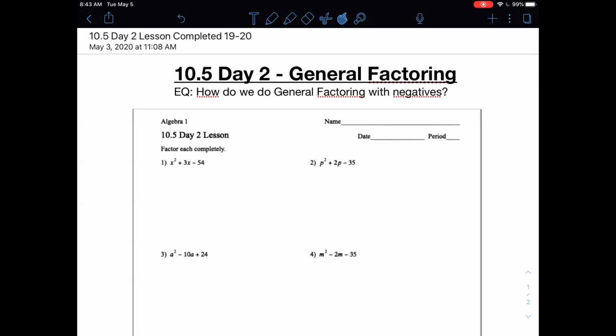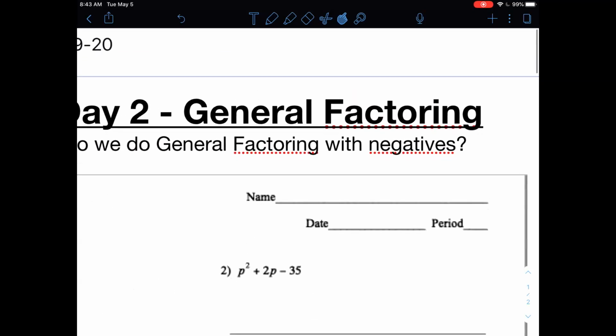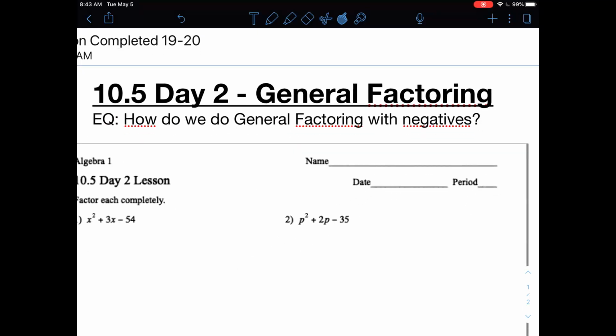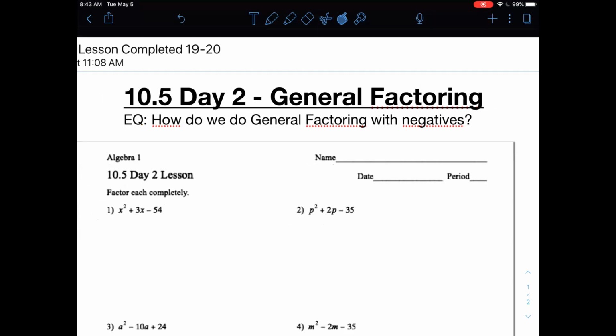We are continuing more factoring with Chapter 10, and we are in 10.5 Day 2. Let's read the name of the lesson. Ready? 1, 2, 3. General factoring. Essential question. Ready? 1, 2, 3. How do we do general factoring with negatives?